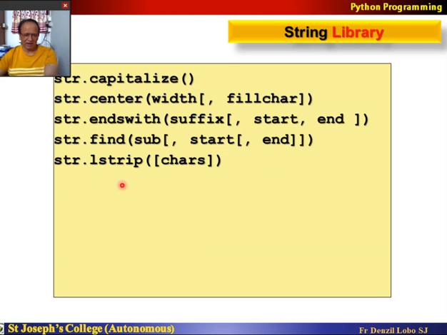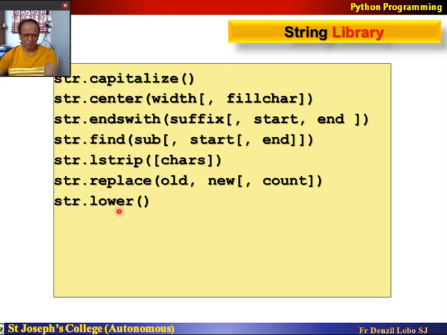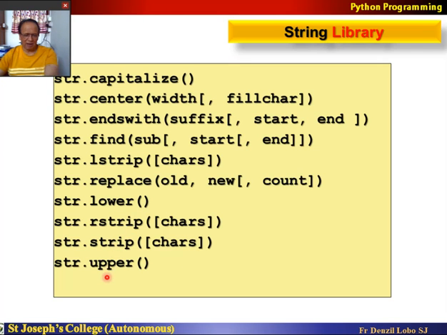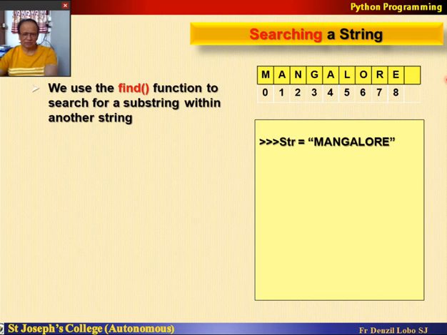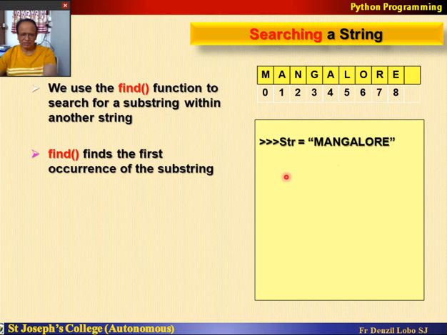So as I said, these are some of the methods of the string library: endswith, find, lstrip, replace, lower, rstrip, strip, upper. These are some of the methods you can use regularly. Let us take searching. We want to find, so use the find function to search for a substring. In C it is strstr, but here you can just use find. Let us see that I have assigned Mangalore to str.